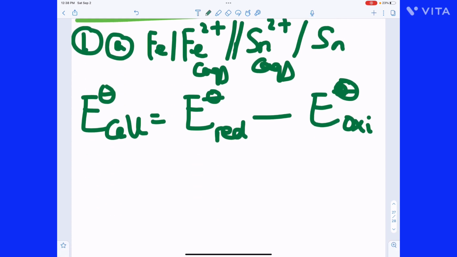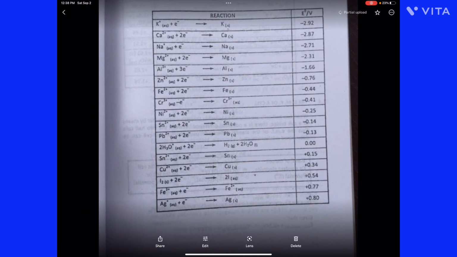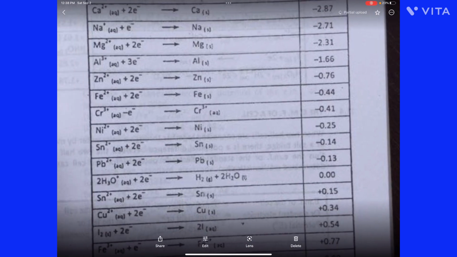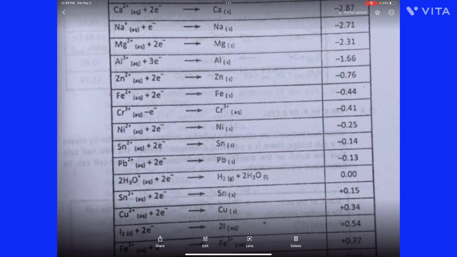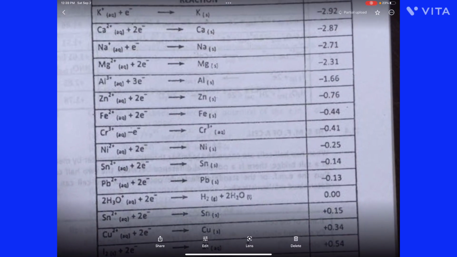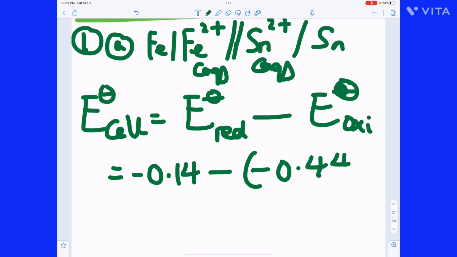Now here, the reduction half cell is tin. So let's go read off the electrode potential for tin. I think I have a table here that will give us our answer. Tin here is minus 0.14. Tin is minus 0.14 here. Let me take iron once and for all if I can. Okay, iron Fe2 plus is minus 0.44. So tin, I'm going to write minus, that's going to give me minus 0.14 minus 0.44. Iron is minus 0.44, and the standard electrode potential of tin is minus 0.14.